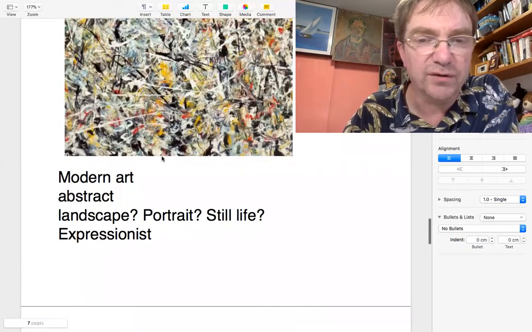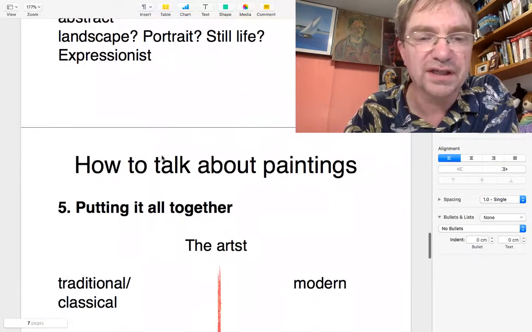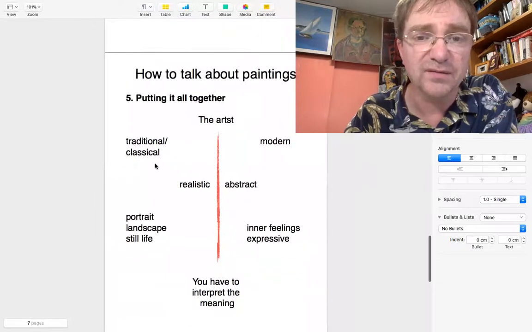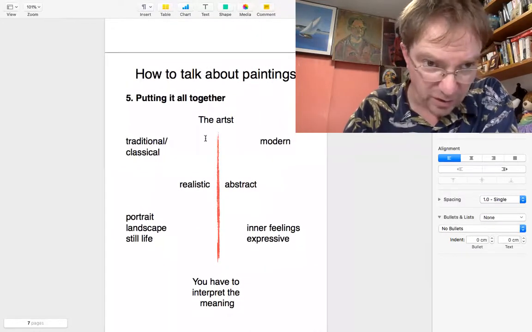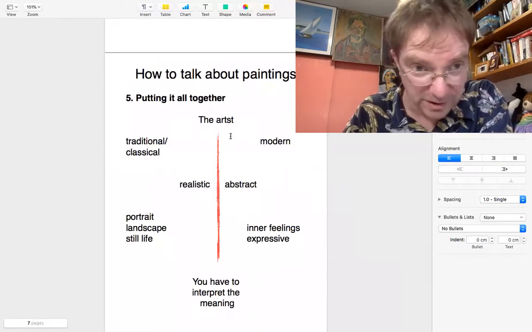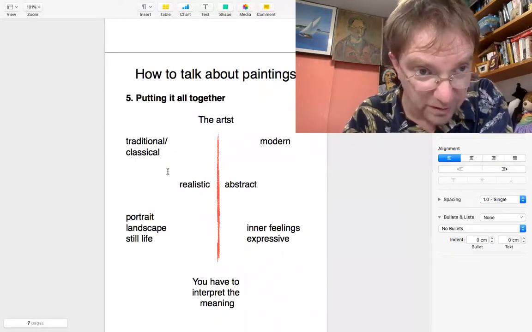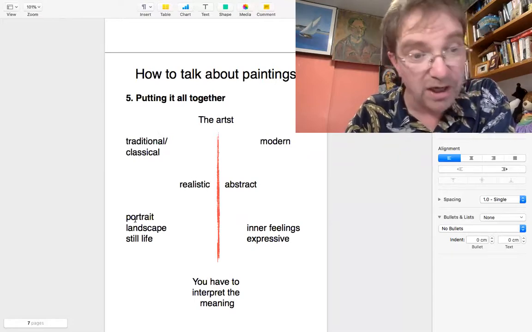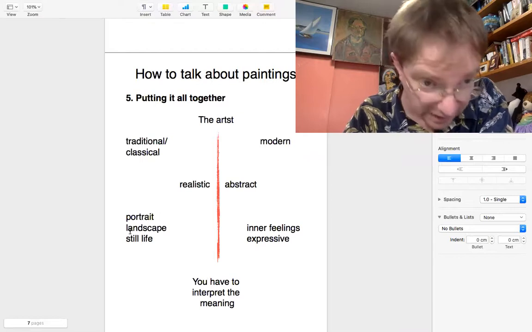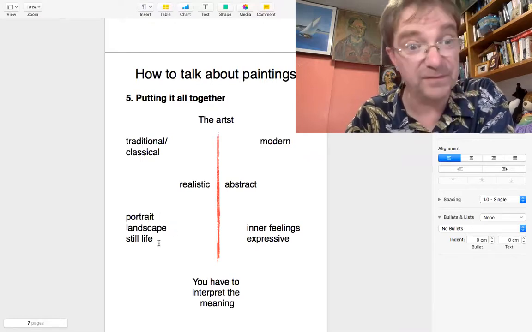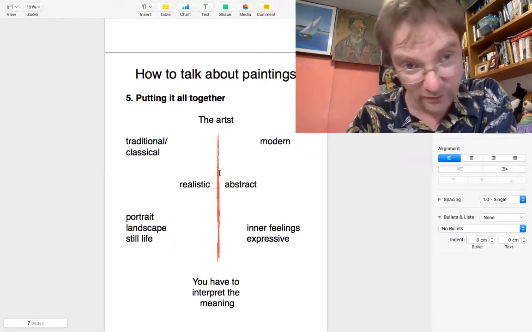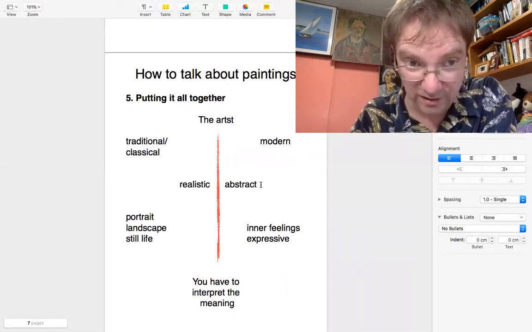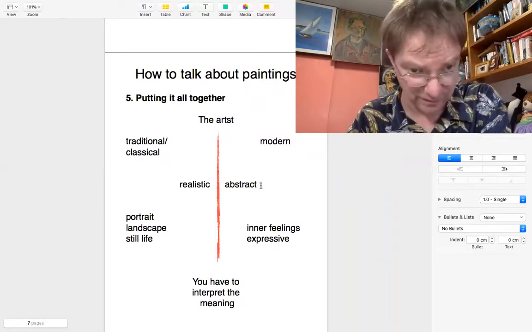Okay, so what does all this mean? Let's put all these words together. Let me zip back. Okay, this is the overview. You start with the artist. He or she makes the art. On this side is a traditional classical style, realistic. And you have three types: a portrait, person; landscape, land; still life, some objects. Over here, we've got more modern art, new style. Abstract. It's not realistic. You don't know what it is, right?